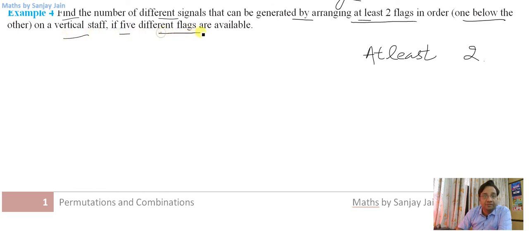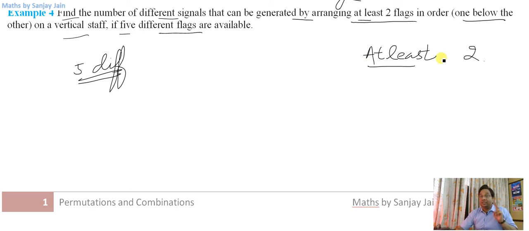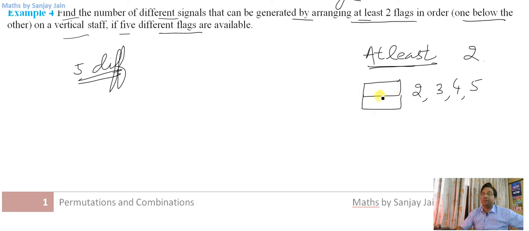If 5 different flags are available, right? And you can use at least 2 flags to generate a signal. Now at least means you can have 2 or 3 or 4 or 5 flags to generate a signal. At least 2 have to be taken, right? If I take at least 2, now this will be one of the signals. This can be different colors here.